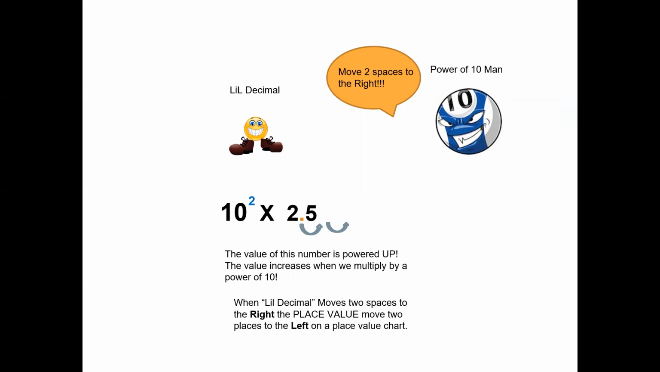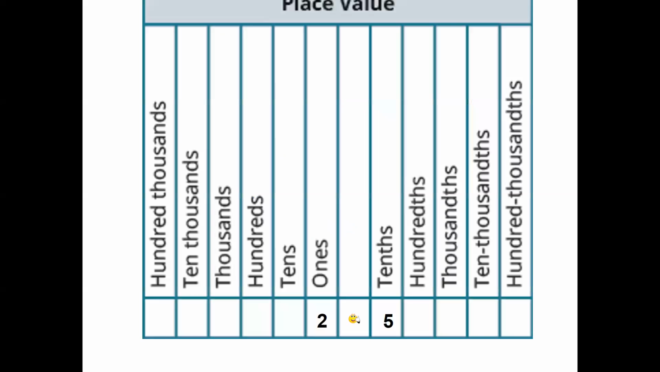When Little Decimal moves 2 places to the right, the place value moves 2 places to the left on the place value chart. So they kind of work in opposite directions. Your place value increases its value by moving to the right, while Little Decimal moves backwards, or moves to the left, okay? And he pushes those numbers up in the place value chart, making them increase their value. All right, so let's take a look at that, so that you can understand more about what that looks like. So here we have our same number, 2 and 5/10. We have 2 because I'm dealing with 2 ones.